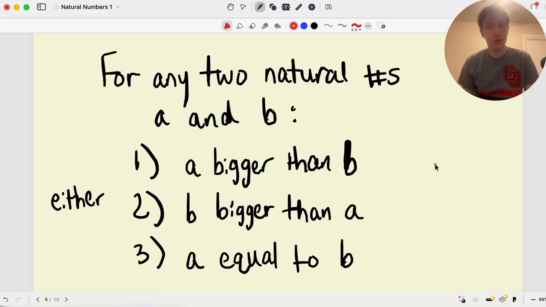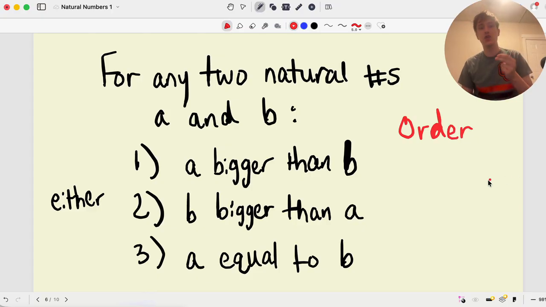As well as all of those arithmetic laws that the natural numbers have to have, they also have another very, very important distinguishing property, something called order. And what order means is that for any 2 natural numbers, a and b, you have to have one of the following: either a is bigger than b, b is bigger than a, or a is equal to b.